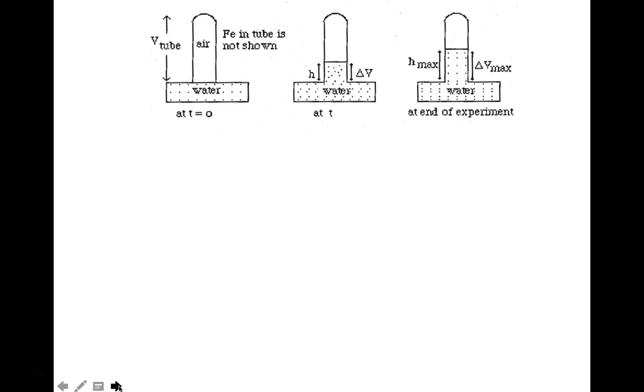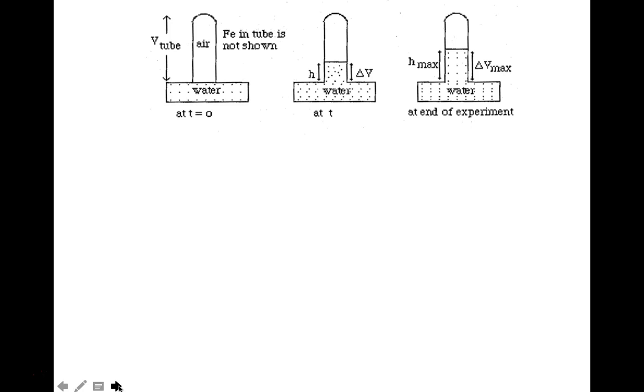So if you were doing the experiment, you would have a ruler taped to the outside of your graduated cylinder. We'll talk in a second how we can convert height into delta V, which is our change in volume, which is the change in the volume of water, which is also equivalently the change in volume of the oxygen.